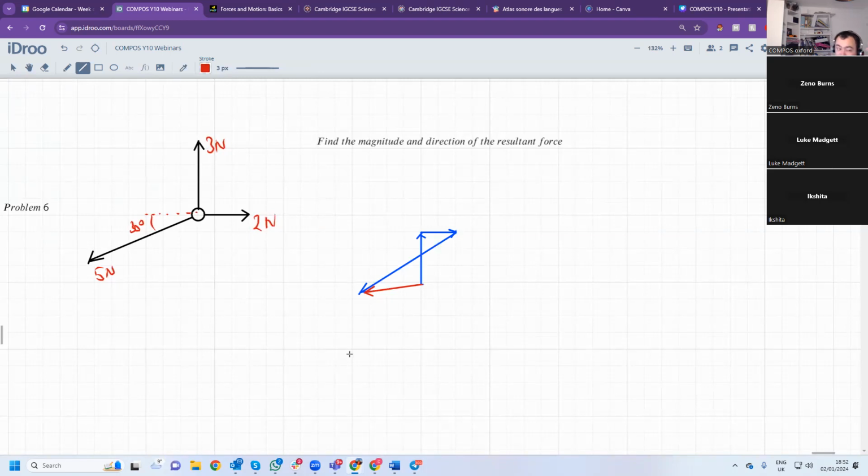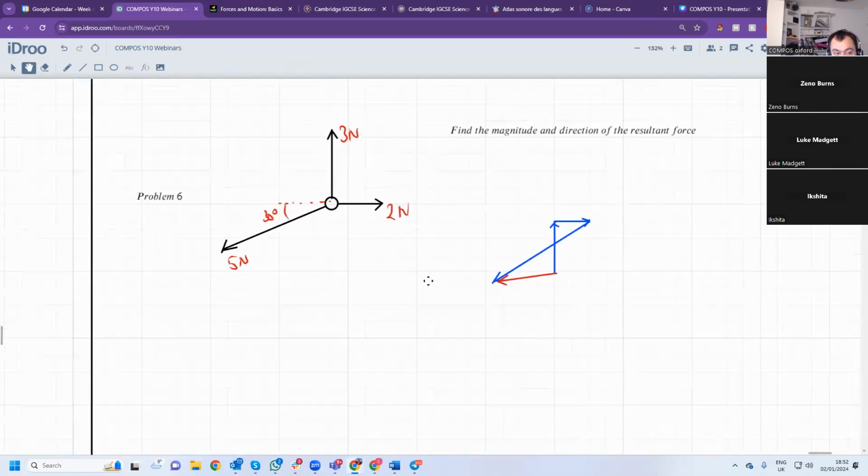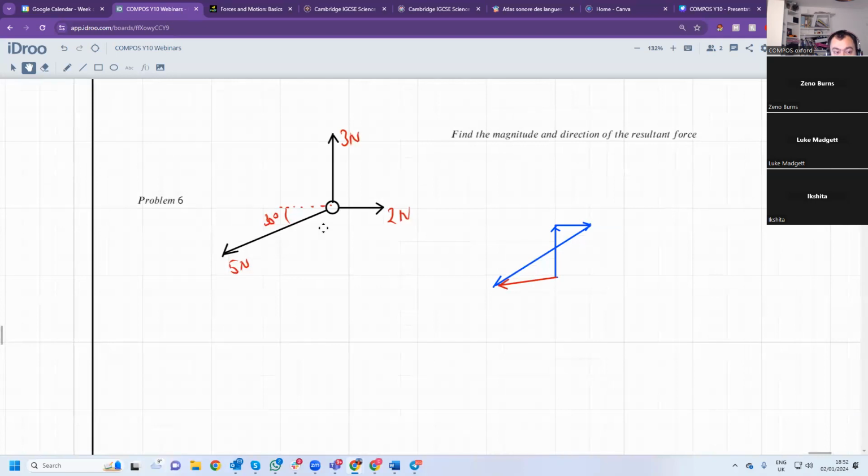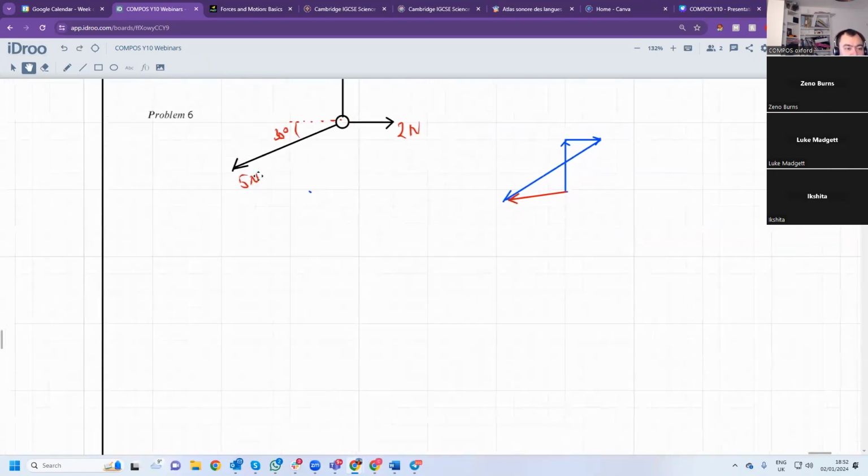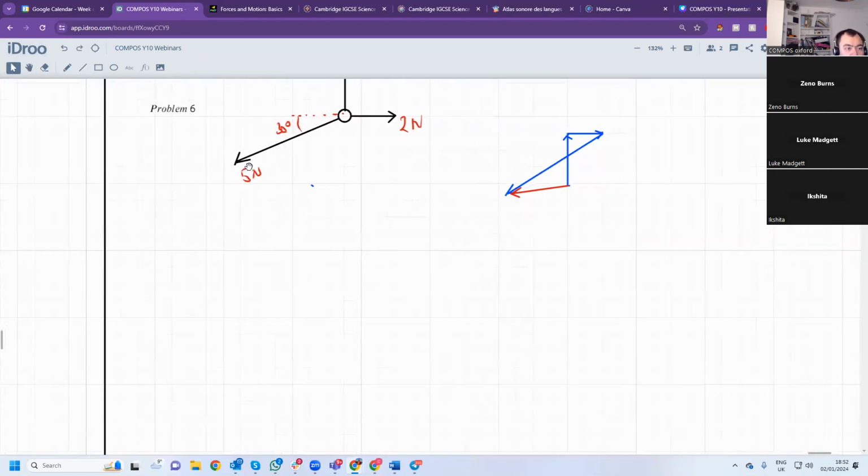Okay. However, it's not very clear how to do this. So what we do is we break the 5 into components. We break the 5 into components and we say, okay, 5 can be replaced by 2 forces, down and like this. So rather than doing that, I'm saying this, okay.